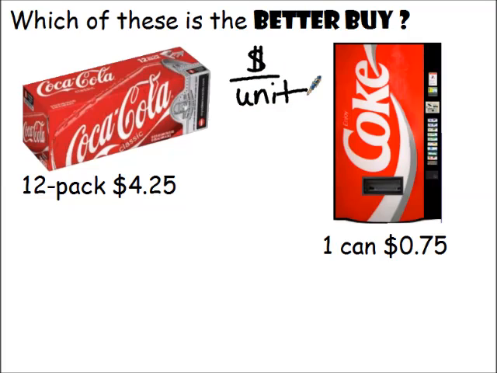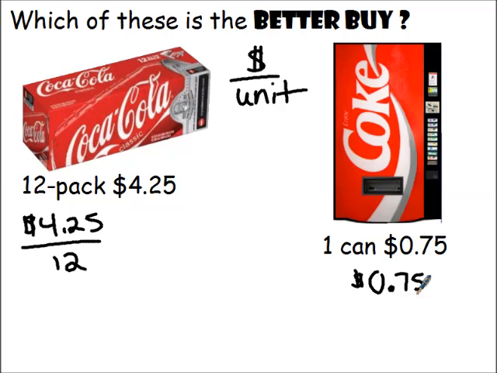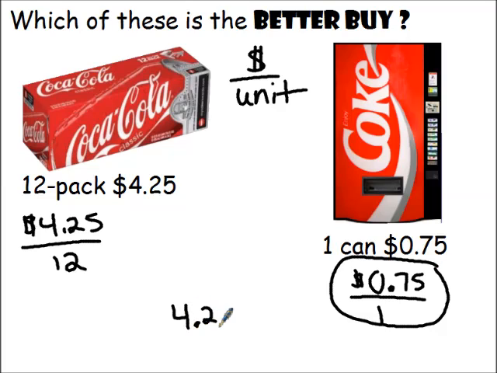So we're going to put dollars, $4.25, over the number of units, in this case 12. And here we have 75 cents, or $0.75 for 1 can. So this one is already in unit rate form, and the can of sodas that come in a 12-pack will need to get into unit rate form. So we'll divide. We have $4.25 divided by 12.